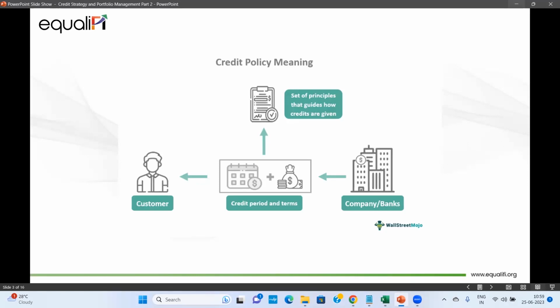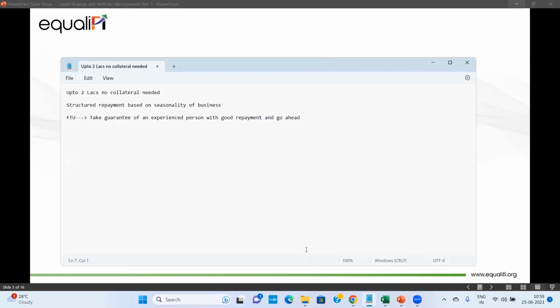So this is how overall credit policy and the activity works. On one side, there is the customer. On another side, there is the company or the banks. They give a credit period with terms and conditions. And the credit policy is the set of principles that guides how the credits are given, right? On what condition the credits are to be given.